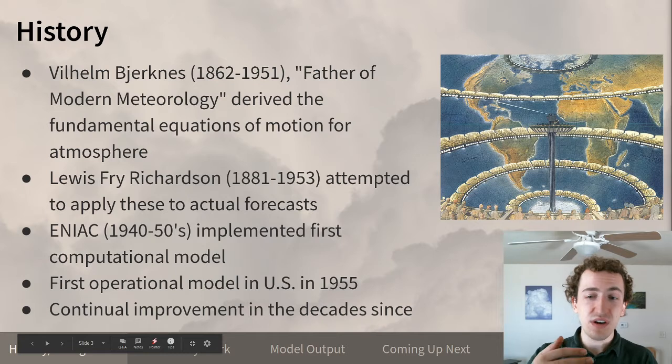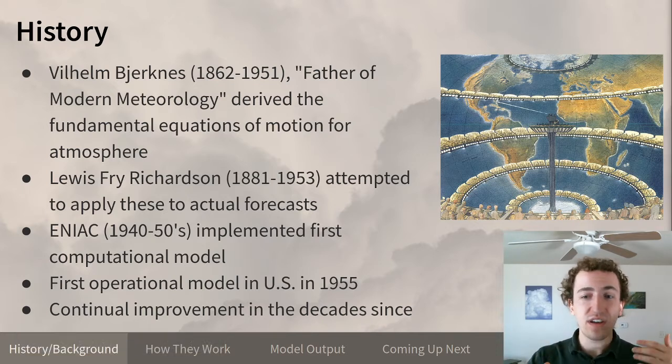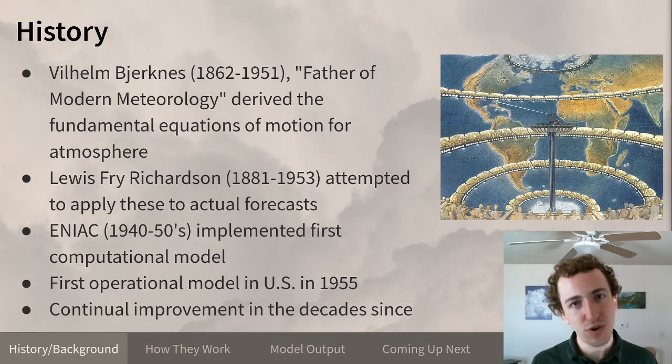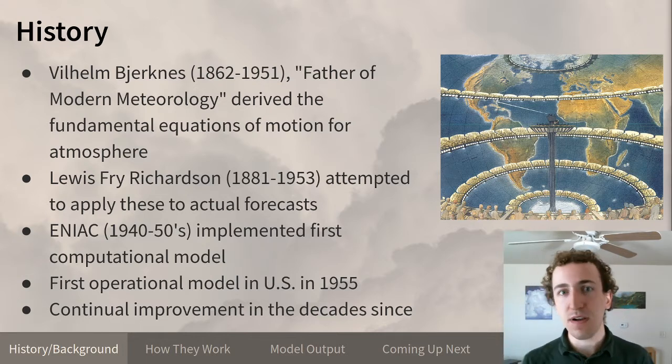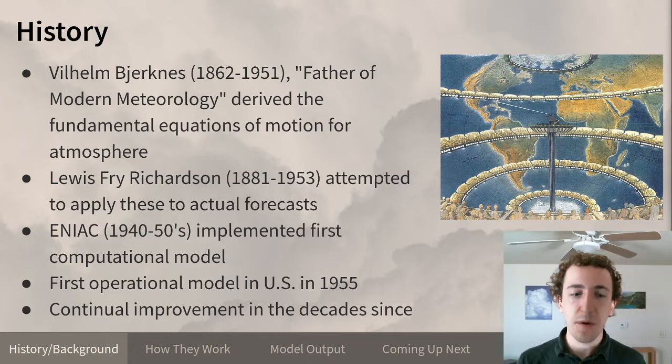So trying to apply those differential equations to actually forecast the weather. Of course, back when he did this in the earliest part of the 20th century, we didn't have satellites, we didn't have radar, we barely even had surface observing stations. We didn't really have much for upper air or anything like that. So it was very basic, very primitive, but it was attempted. It didn't work out real well.